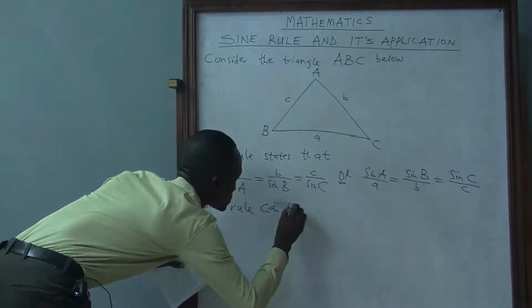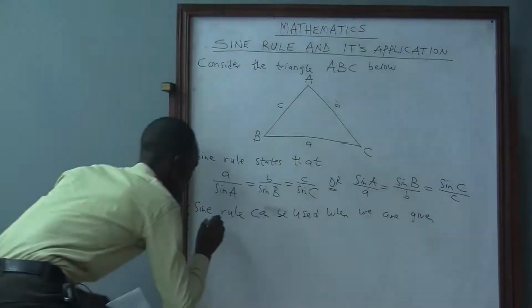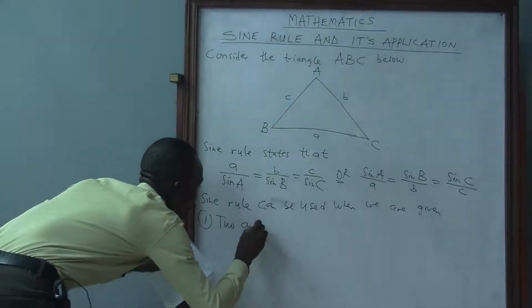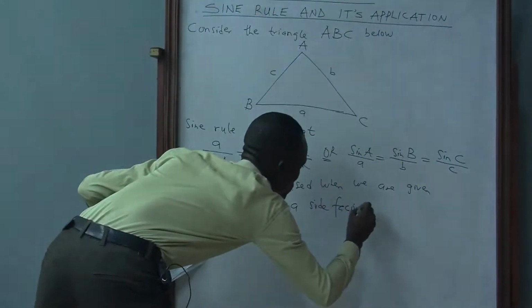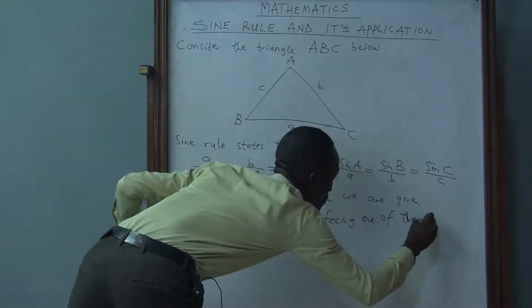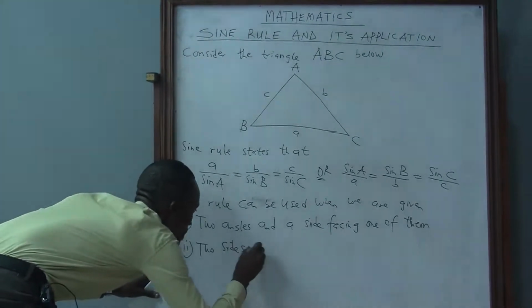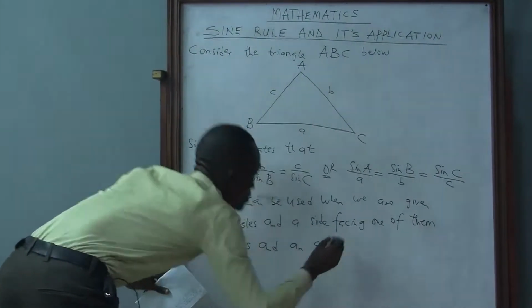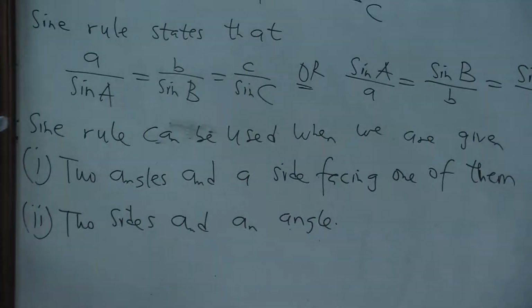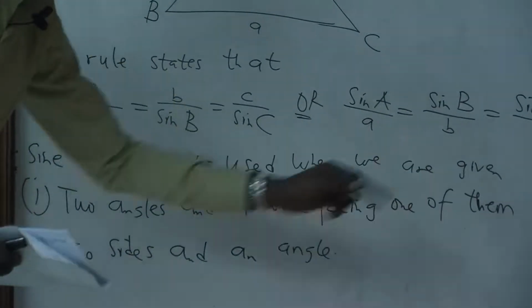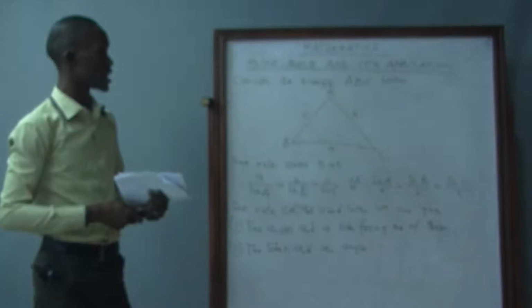Sine rule can be used when we have two angles and a side facing one of them. That is when we use sine rule. Or when we have two sides and an angle. But this is not the same for cosine rule. For sine rule, we must make sure that in the triangle we have two angles and a side facing one of them, or two sides and an angle facing one of them. That is when we can use sine rule.